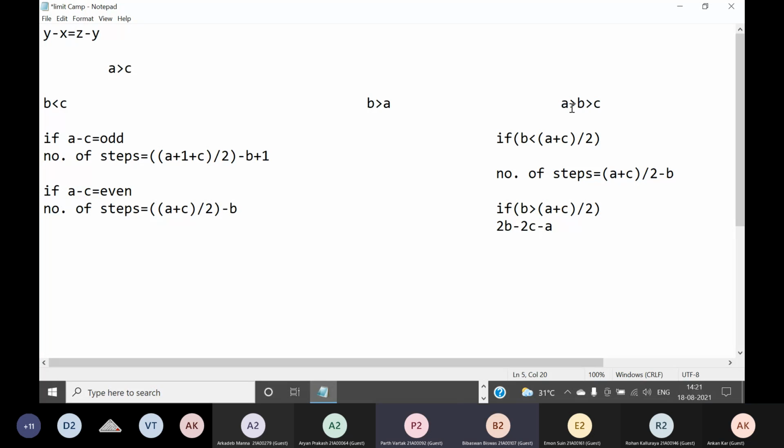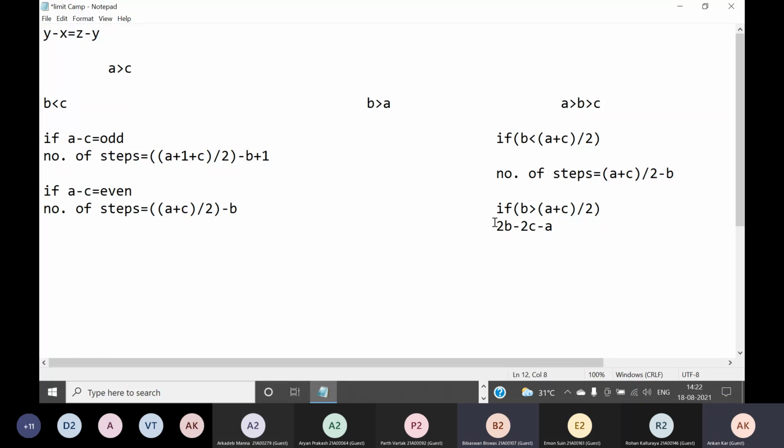So can you show this case one? You can see from if B is greater than A plus C by 2, then obviously 2B minus 2C will be greater than A. I think 2B minus C, not 2C. Minus C. I also think 2B minus C.